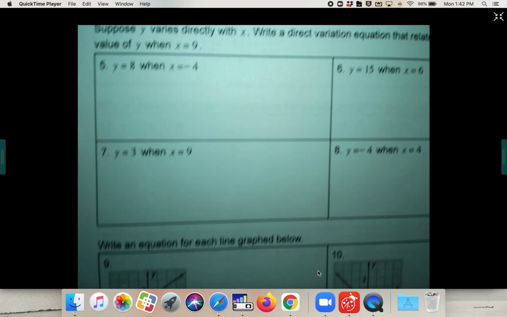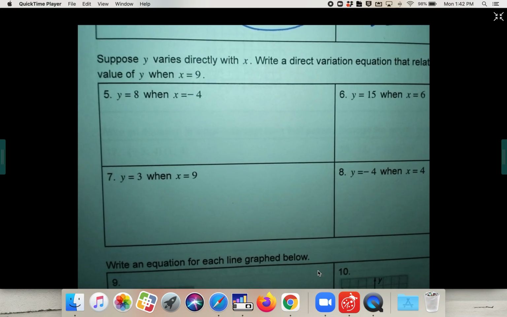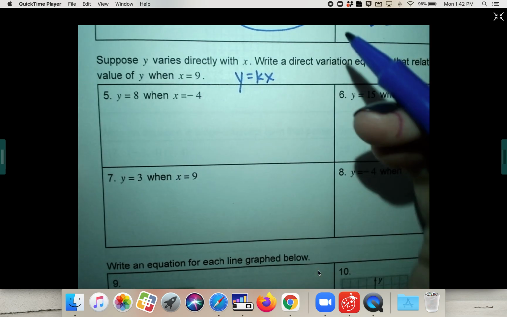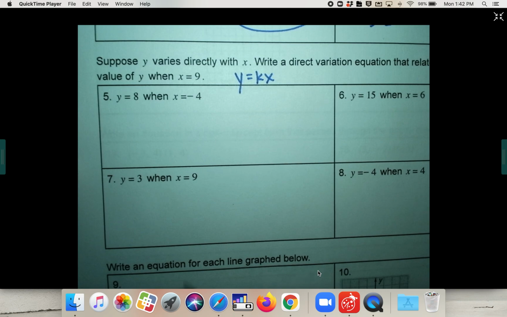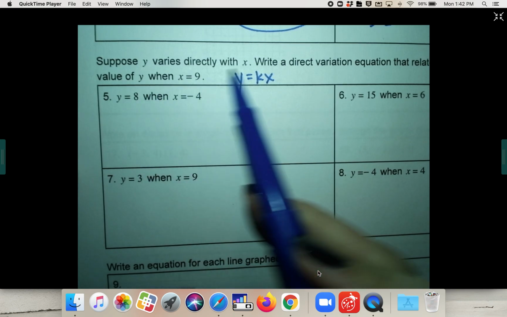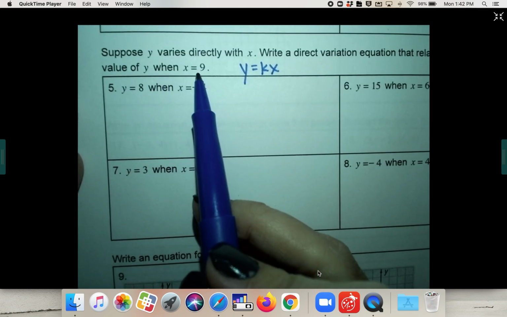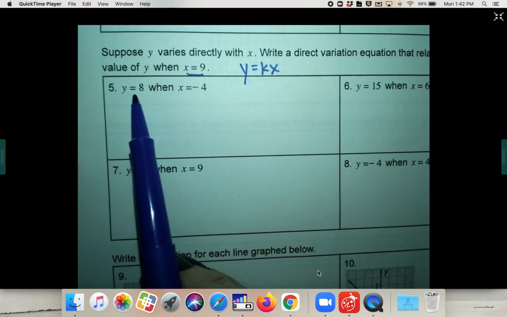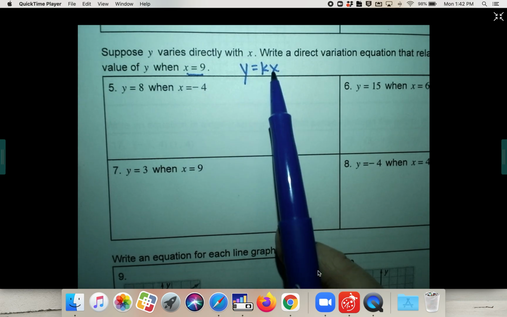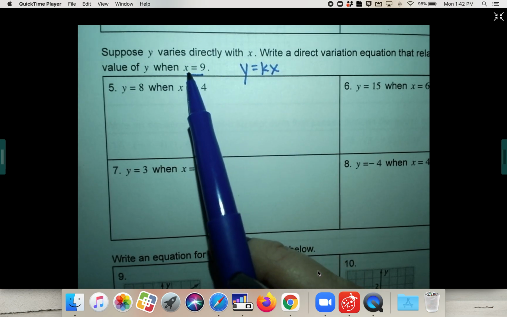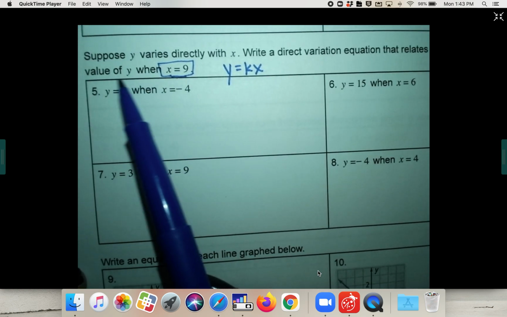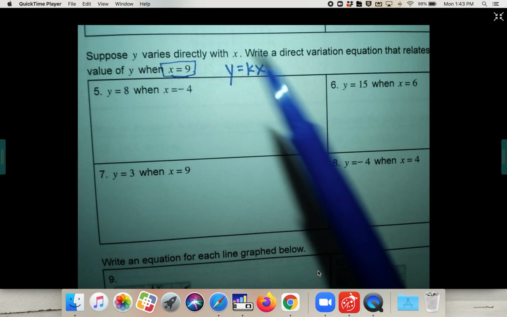All right, numbers 5, 6, 7, and 8 are talking about direct variation. So remember, the formula for direct variation is y equals kx. And all you have to do is borrow this x and this y to plug in for this x and this y to find what k is. And then we'll go back, because it wants us to find something else too. So we're not just finding the direct variation equation, we're also finding y when x equals 9. So here we go.